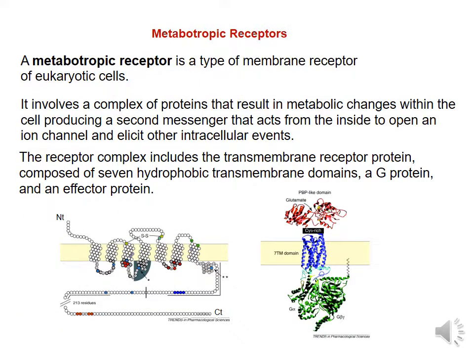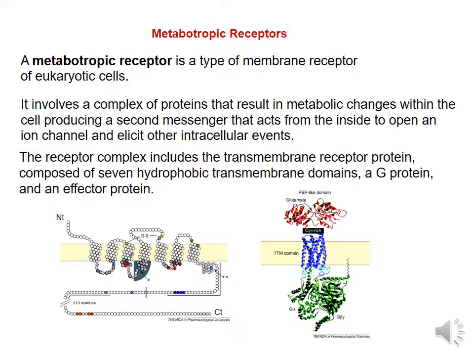So, a metabotropic receptor is a type of membrane receptor of eukaryotic cells that acts through a second messenger. They are also known as G-protein coupled receptors, or GPCRs. And they constitute the largest family of druggable targets encoded by the human genome, with more than 800 GPCRs in the human genome. And actually, more than 34% of medications approved by the U.S. Food and Drug Administration have GPCRs as their main therapeutic target, especially when it comes to treatments for neuropsychiatric disorders.